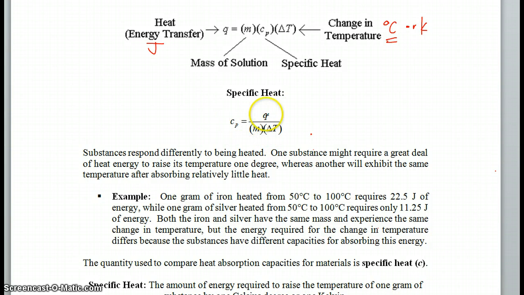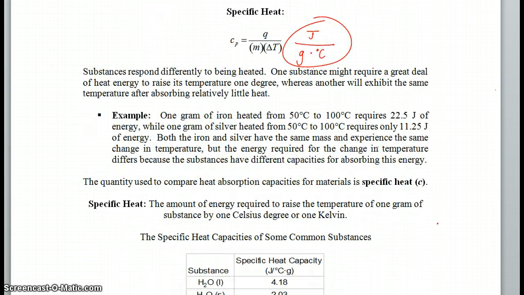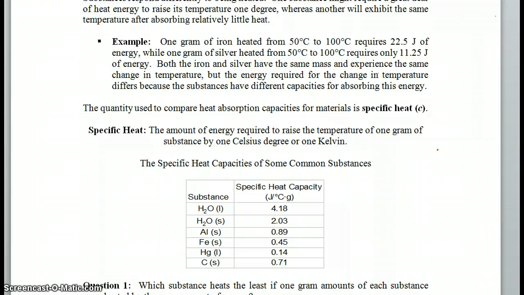Okay, C is derived from the other variables. So if you isolate C, you get C equals Q divided by M delta T. So Q is joules, M is grams, and then delta T is degrees Celsius. And so these are your units typically for specific heat. Okay, so we're going to look at an example to tell us what specific heat actually is.